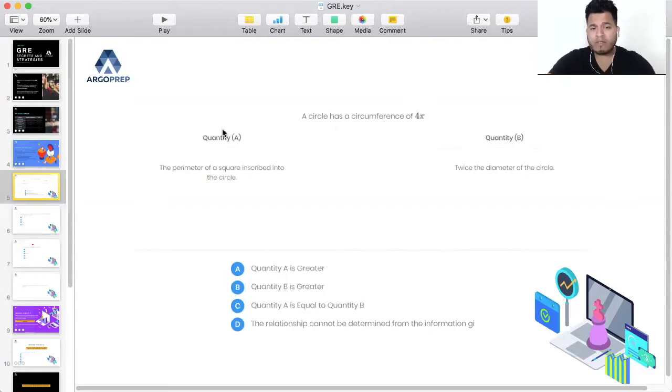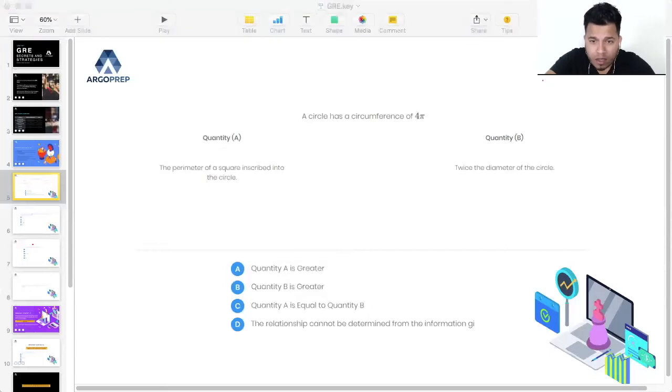So centered information: a circle has a circumference of 4 pi. Fantastic. Quantity A: the perimeter of a square inscribed into the circle, versus quantity B. Let me move this out. I can't even see what quantity B is. Okay, quantity B, twice the diameter of the circle.